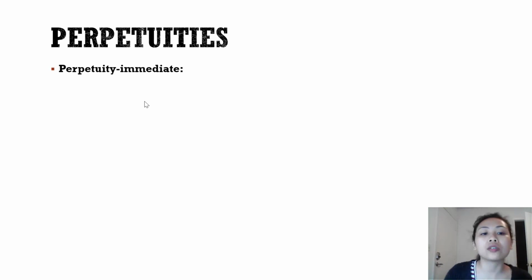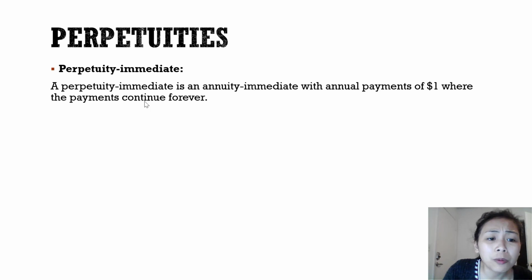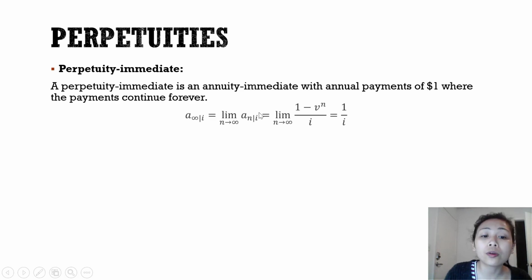So first, perpetuity immediate. A perpetuity immediate is an annuity immediate with annual payments of $1, where the payments continue forever. We never stop paying. So basically, you take the limit using annuity immediate. The perpetuity immediate is notated by a angle infinity at i, and this is by taking the limit as n goes to infinity of a angle n.